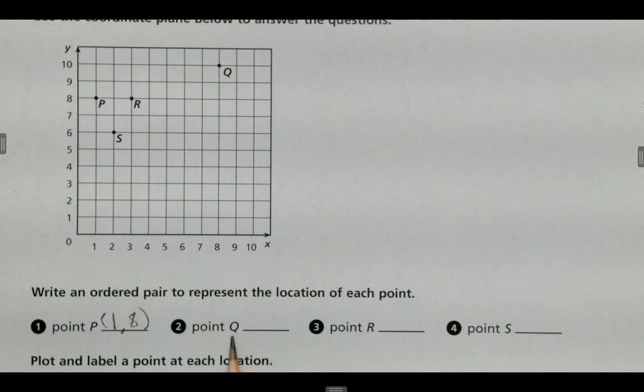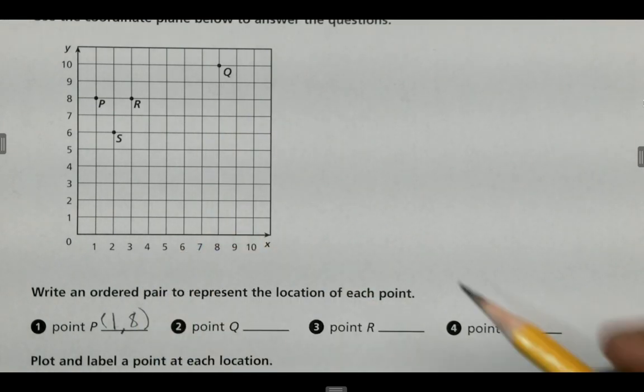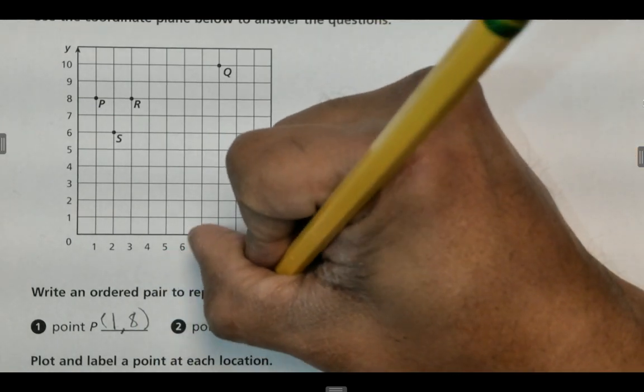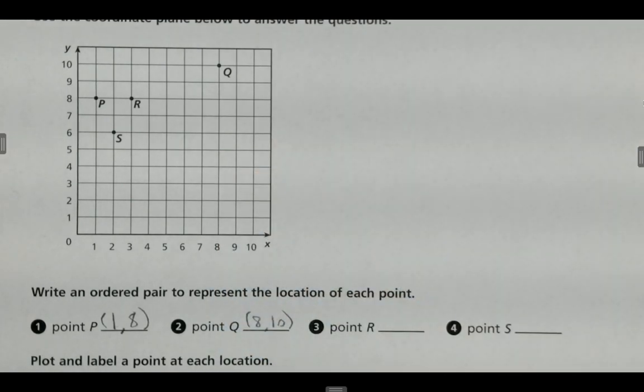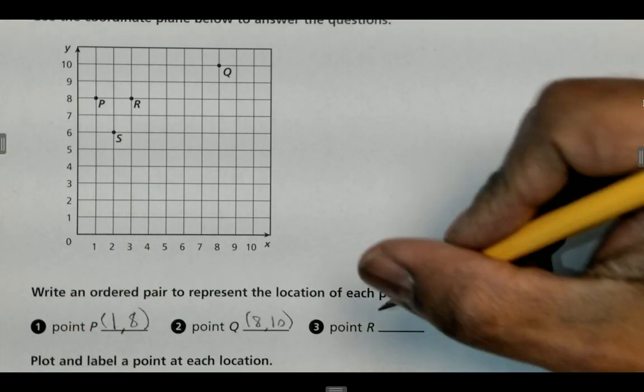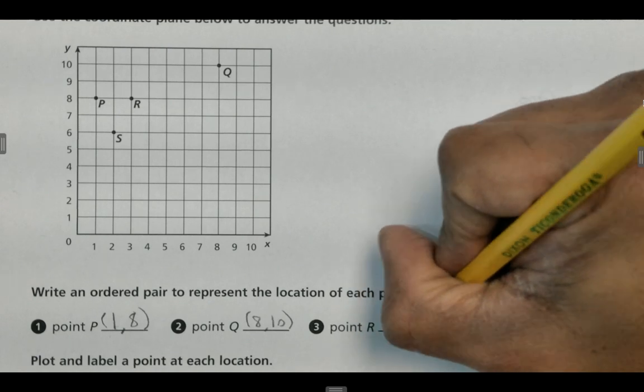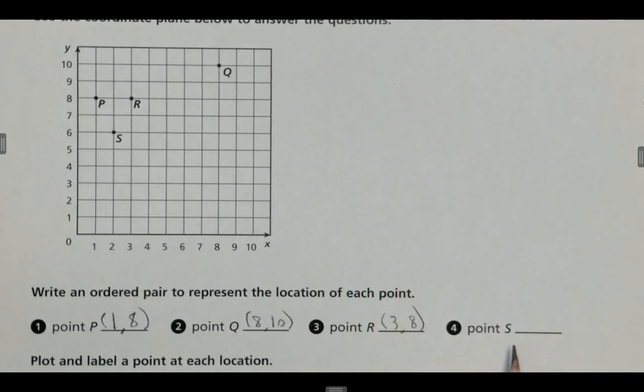Let's put that in action here for point Q. Starting at the origin, we're going to walk 8 spaces, and we're going to jump 10. So our ordered pair is 8, 10. For point R, we're going to walk 3, jump 8. Point S, I'm going to walk 2, and jump 6.